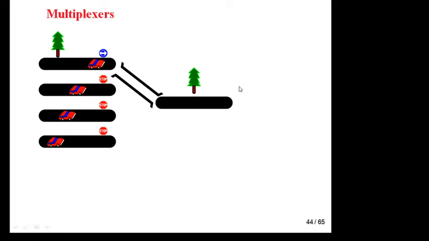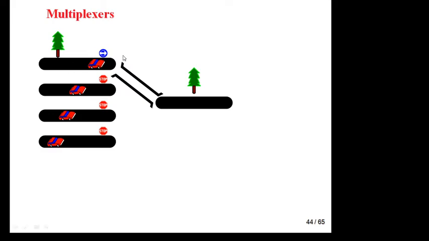Dear students, today we will discuss multiplexers. What is a multiplexer? It is nothing but a data selector. There are many inputs but only one output. Depending upon the value of the select line, any one input is connected to the output.